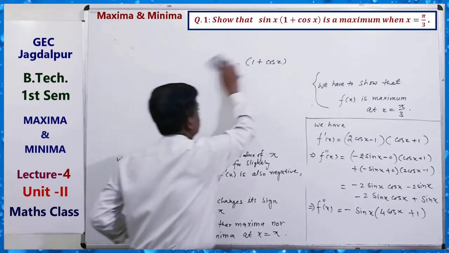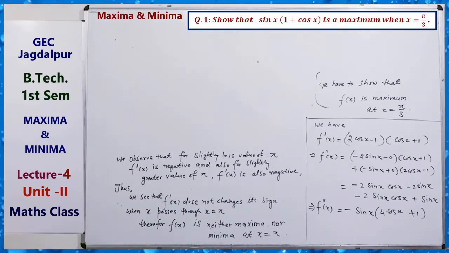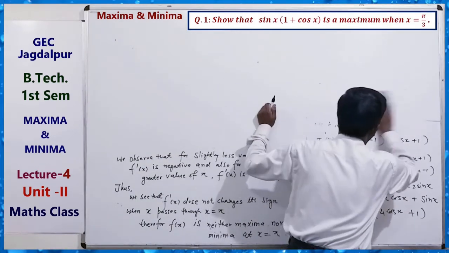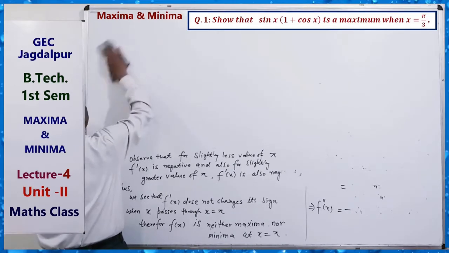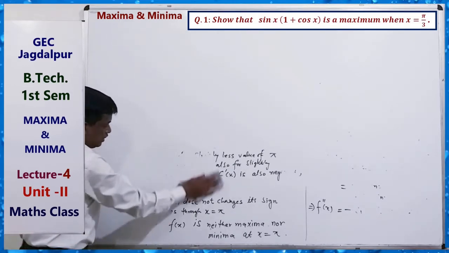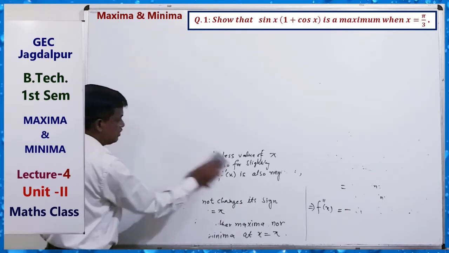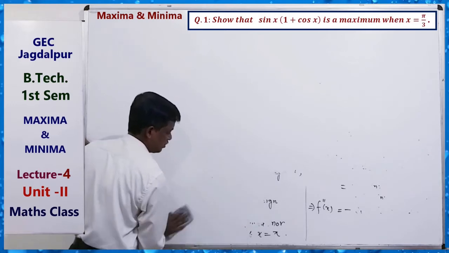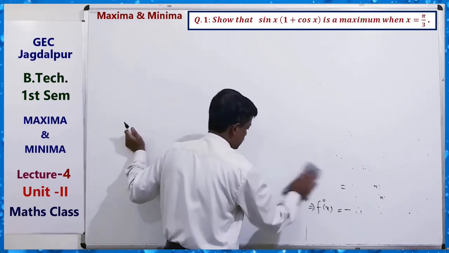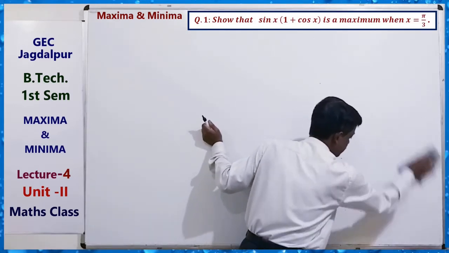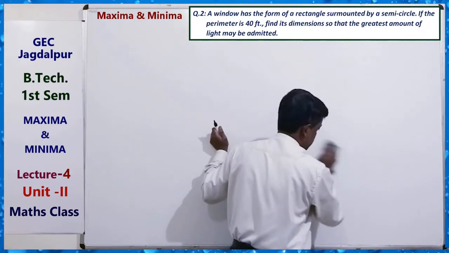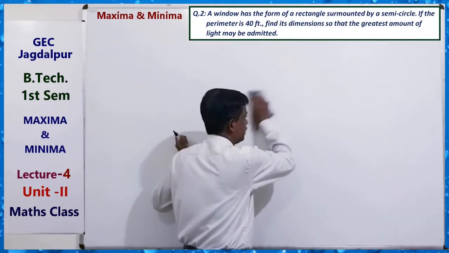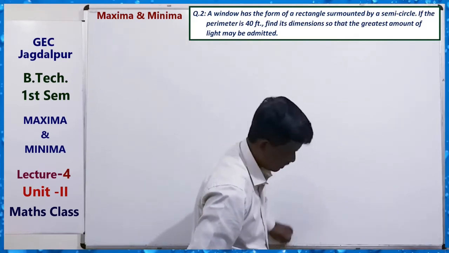Okay, now take another question. For the maximum minimum of a practical problem, the given information can be written as a function of a single variable, and you can apply it for finding the maximum minimum value of that particular type of function.